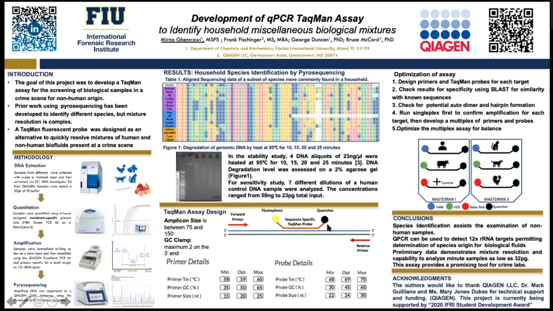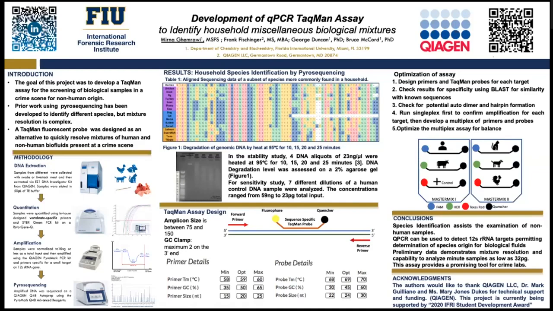The probe is longer in length. It's usually between 22 and 30 nucleotides. And when we look at the melting temperature, the probe has to be 10 degrees higher than the primers to have sensitive and efficient amplification. So when we design those probes and primers, we try to put these features as requirements for the design.